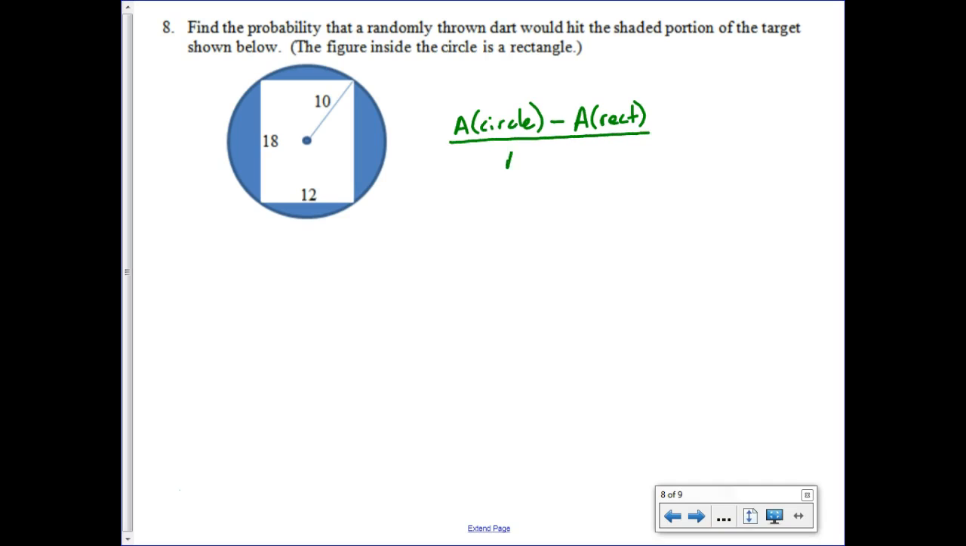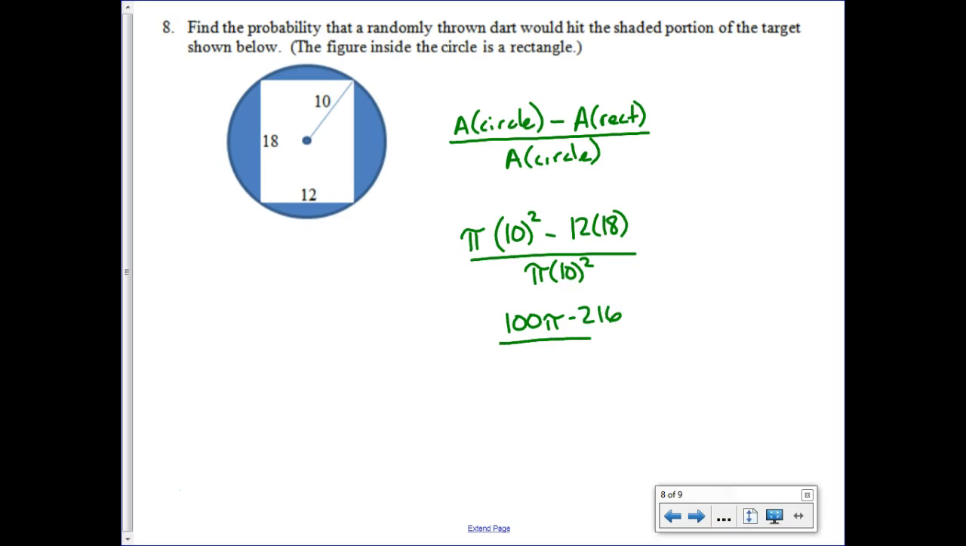But that's over the entire area of the circle. That's the entire probability, or that's the entire area that you have to choose from. So area of the circle I know is pi r squared. So pi times our radius here is 10, minus the area of the rectangle is length times width, so 12 times 18, over pi times 10 squared. So I have 100 pi minus 216 over 100 pi.